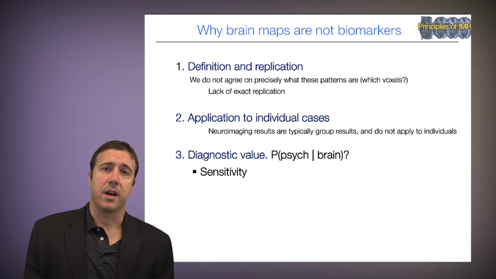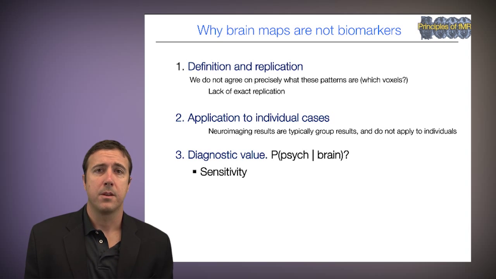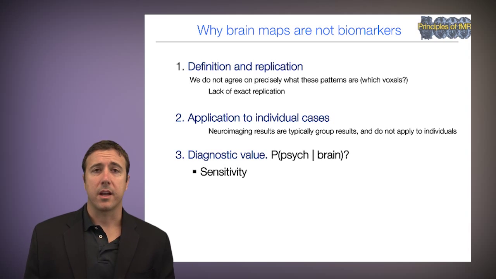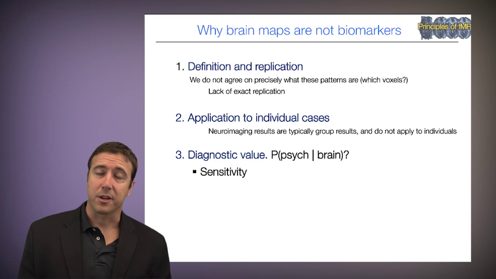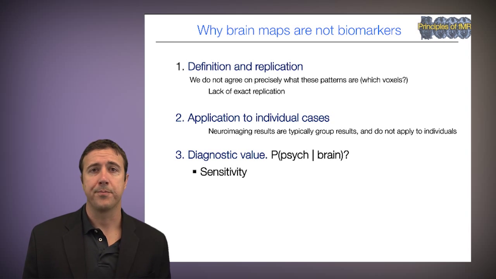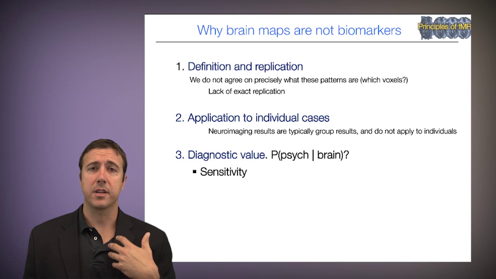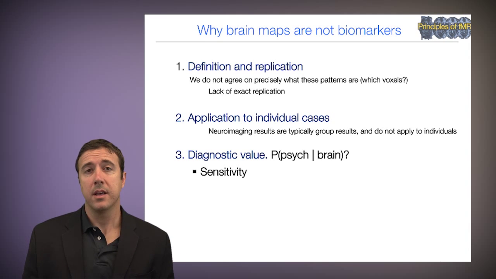Three is a problem of diagnostic value. So this relates to the specificity problem I talked about a moment ago. But we can think of diagnostic value, if we go back to the earlier lecture, in terms of Bayes' rule. So what we'd like to know is what's the probability of experiencing a psychological event like pain given the presence of any particular brain marker, like anterior cingulate activity. So that's probability of psych given brain. And that's called the positive predictive value of the brain image as a test.